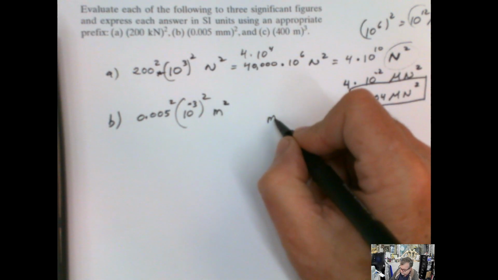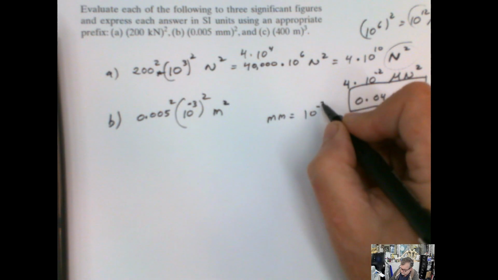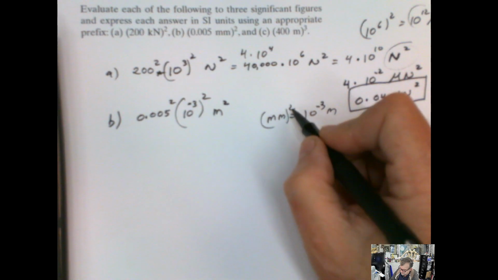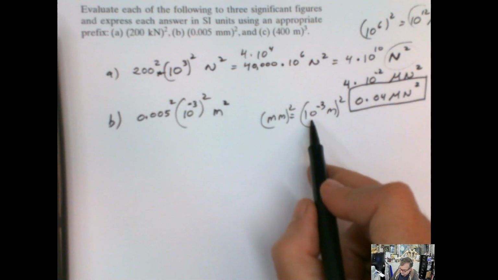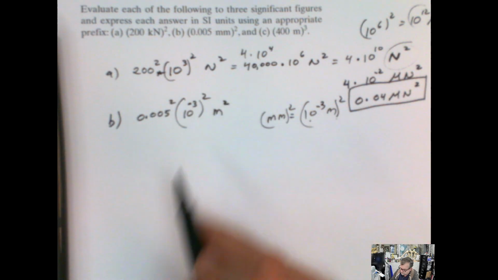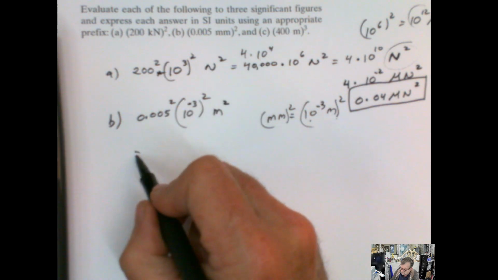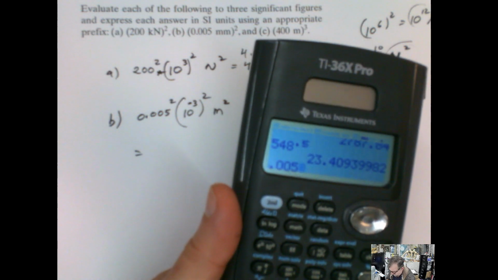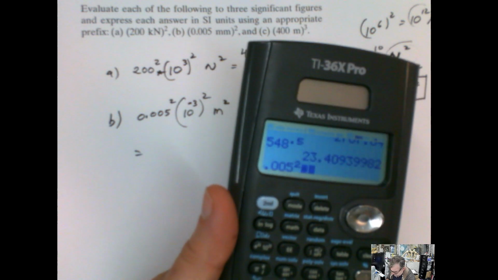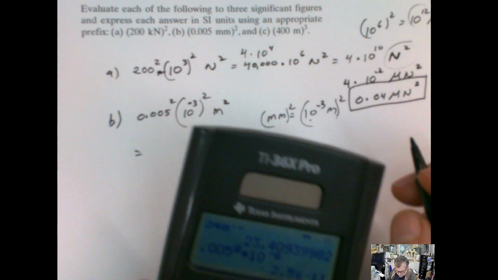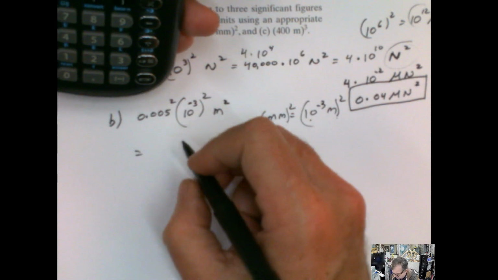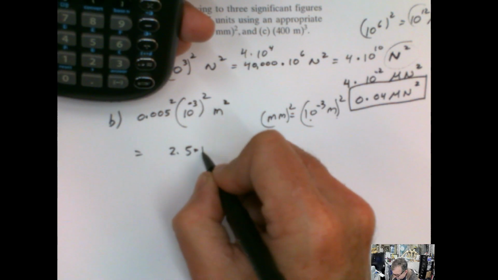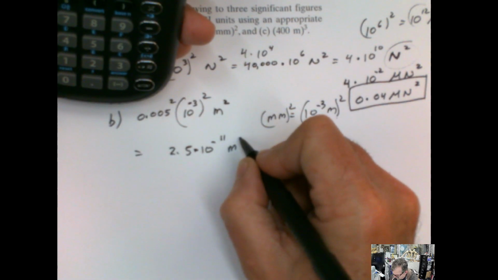Millimeter, once again, is 10 to the negative 3 meter. So if I square this, then I have to square this: 10 to the negative 3 squared, meter squared. That's what I did there. Now you multiply all of these numbers together and see what we got: 0.005 squared times 10 to the negative 6, and you get this really, really small number, 2.5 times 10 to the negative 11 meters squared.